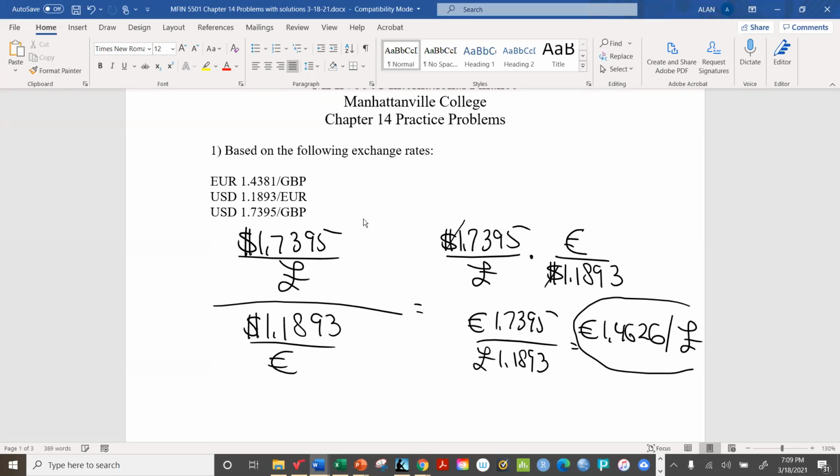This is the cross exchange rate that's implied by these two exchange rates that involve the dollar. Now, as you can see, the quote that you were given is not equal to 1.4626. So that means that we have to figure out how to take advantage of this and earn some triangular arbitrage profits.